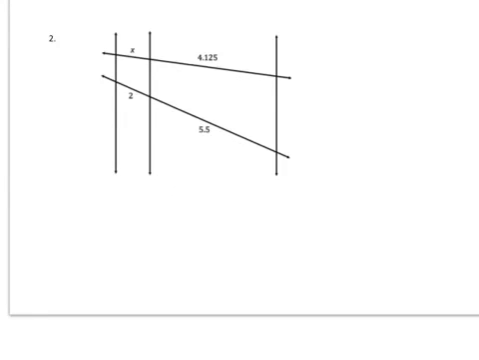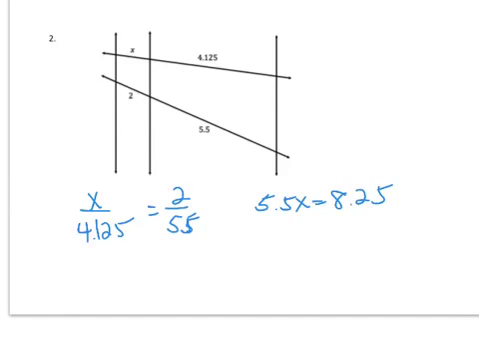So again, we know from that theorem that the ratio of this side is going to be equal to the ratio of this side. So I can say x over 4.125 has to be equal to 2 over 5.5. My writing's not very good today. So when I cross multiply, I get 5.5x is equal to 8 1/4. And when you divide, you end up with x is 1.5. Again, just using that concept that parallel lines cut by transversals, their segments are going to be in proportion.